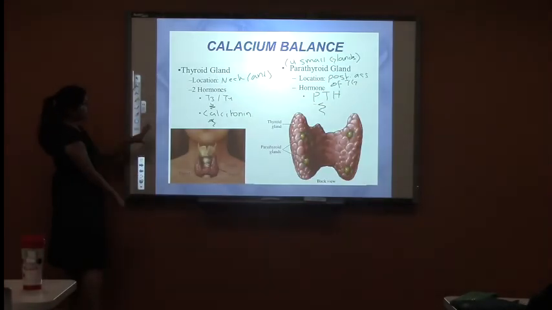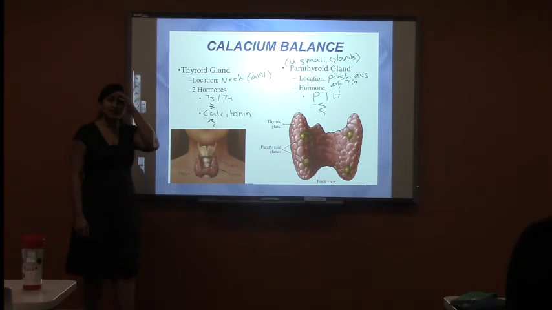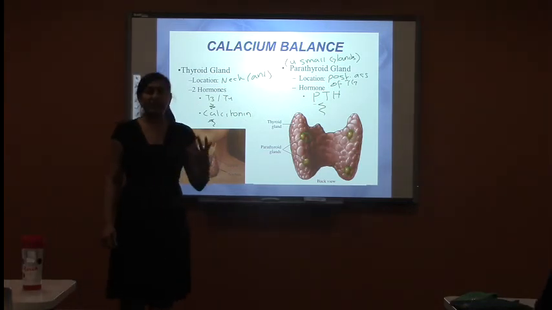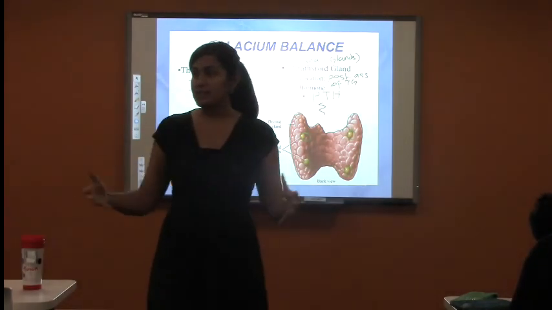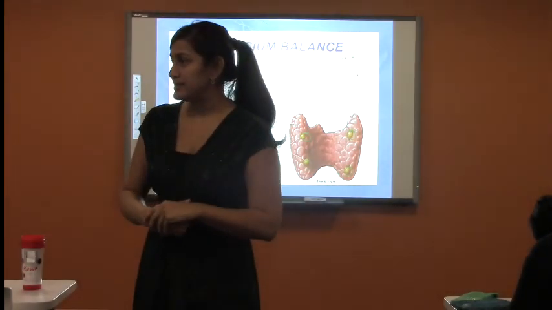Okay, so this is the last slide you have to know for endocrine system, and then we're done with endocrine. So basically with the endocrine, you just need to know the names, the location, what hormones they secrete, where does the hormone go? Does that make sense?